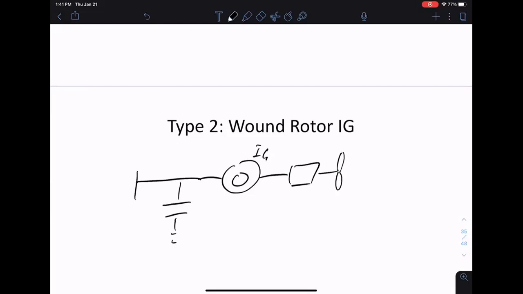Okay, so one way we can do it is this way. As we collect, you put a sort of switch. Okay, we'll put a switch here. And we attach a variable resistor in parallel to the generator. Okay, we add a variable resistor here. So what this variable resistor does is it allows us to burn off additional power.